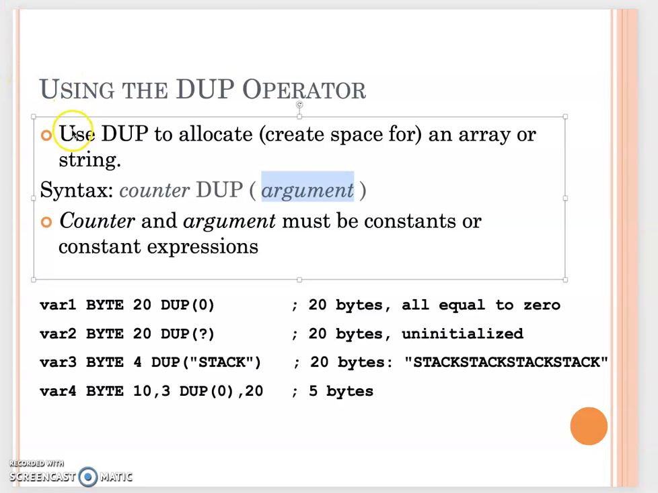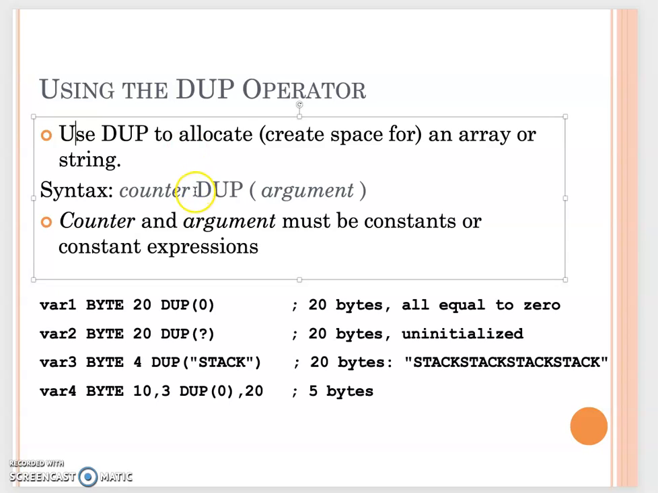In this video, we will continue to talk about how to define data in assembly language under the .data directive. The first thing introduced is an operator we call DUP. DUP stands for duplicate. Using DUP, you can duplicate one piece of data you specify multiple times, which allocates space for an array or a string.